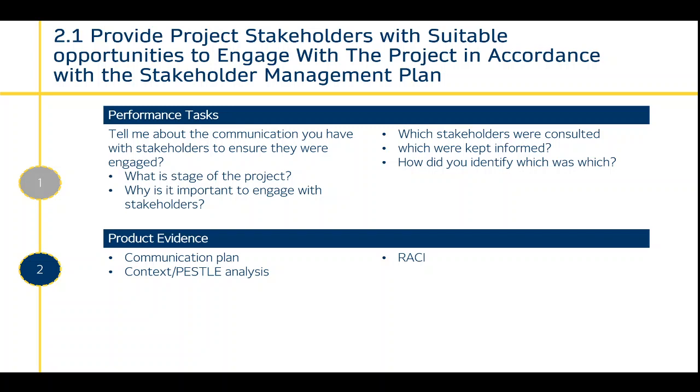Product evidence would be a communications plan. It could be context or PESTLE analysis. It could be RACI, or it could be any communications where you're communicating with stakeholders, allowing them to engage. Quite a good one for holistic evidence, this criteria.